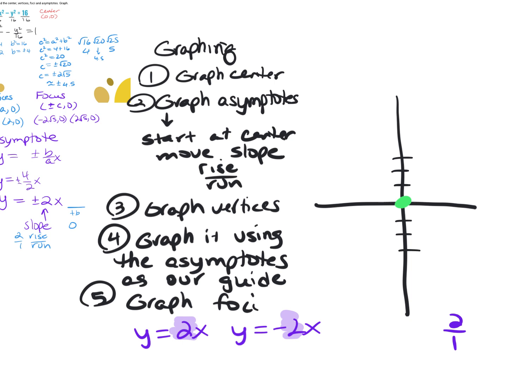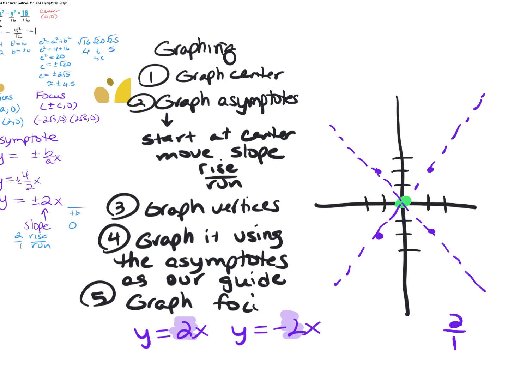And it's sort of going to look like a box. So I'm going to do the positive one, up 2 and over 1. Down 2, I could go this way. For the negative slope, you could go up and left or down and right. So your two asymptotes, that's the negative asymptote, the y equals negative 2x. And then here's the y equals positive 2x.